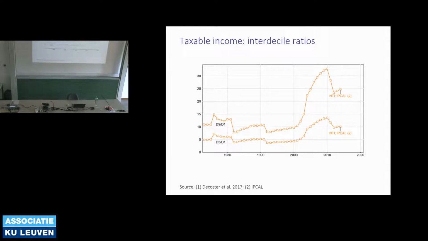Taxable income, there's work by André, there is work, this is the IPCAL data that I refer to, and there's also work by Christian. Where is Christian? Christian is there. There's, by the way, a very nice review paper by Christian, published in 2017, which was one of the papers that we used a lot to get inspired by, and which also has similar graphs. So this is interdecile ratios based on taxable income, and there is something that you should know about taxable income.